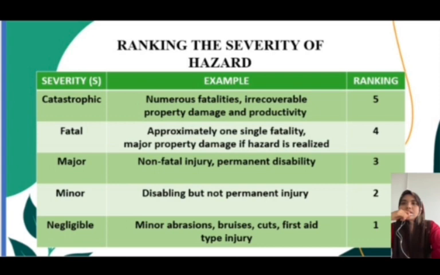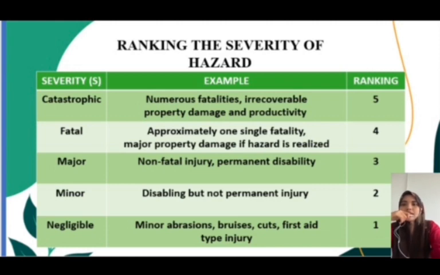Now I will be presenting about the ranking severity of hazard. It also has 5 severities, and each severity has its own ranking. For the first ranking, the severity is negligible, and the example is minor abrasion, bruises, cuts, first aid type injury. Then for the second ranking, the severity is minor. The example is disabling but not permanent injury.